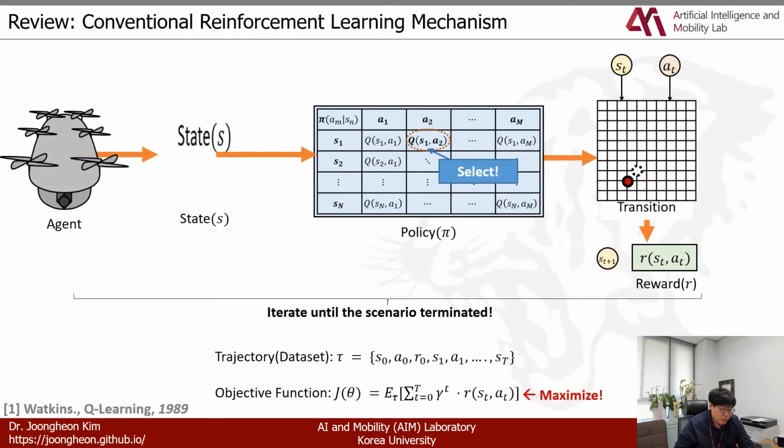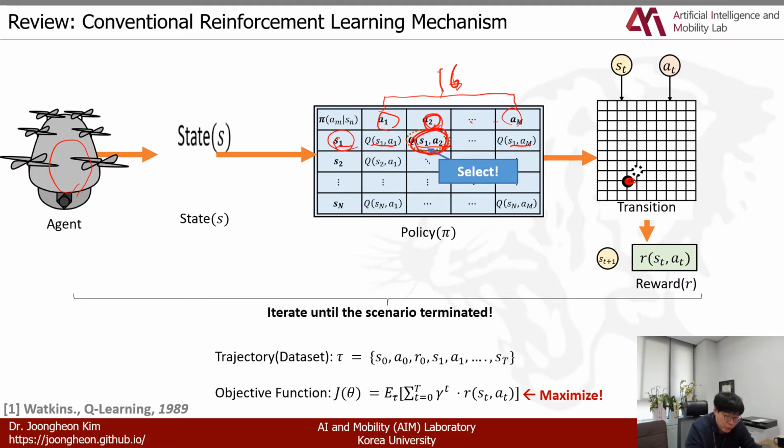So now, suppose that the agent is located here, and suppose that we are in S sub 1. This is our current state, and this is our possible action space. In the previous slide, we noted that we have 16 different actions in our given problem. So for every single action at state S sub 1, we have a different quality value. Among these given quality values, we select the one which guarantees the maximum reward, and then we will make a decision for A sub 2.